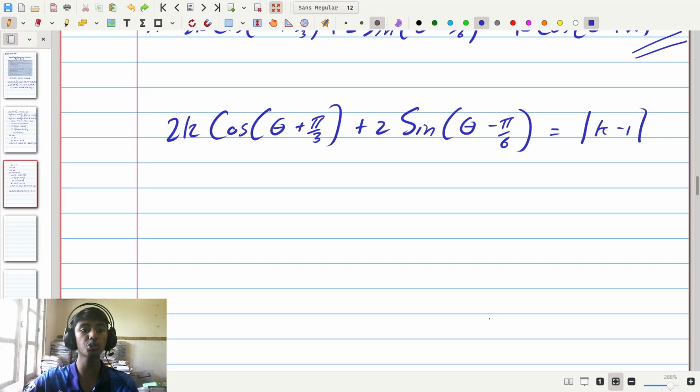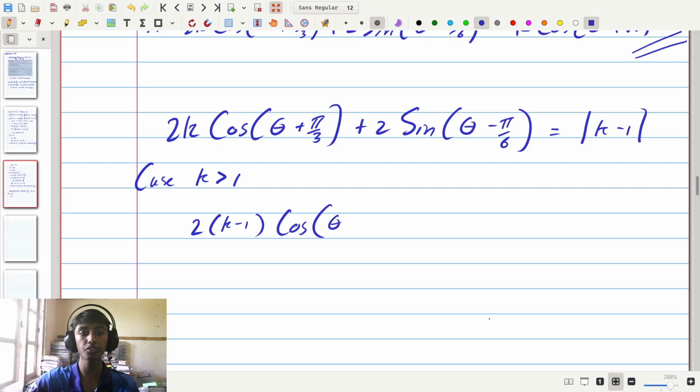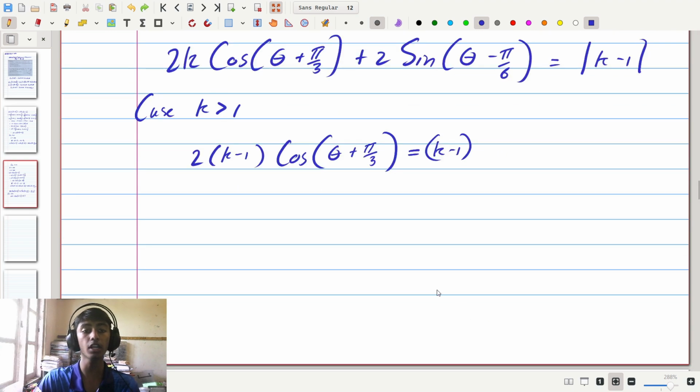And therefore, if we consider two cases, for the first case where k is greater than 1, we can see the left hand side is simplified to, as we found above, 2 times k minus 1 times the cosine of theta plus pi by 3. And on the right hand side, the modulus of k minus 1 will simplify to just k minus 1, since k minus 1 is positive. Now we can see here on the left hand side we have k minus 1, and on the right hand side we have k minus 1. So therefore we can divide both sides by k minus 1 and say that 2 times the cosine of theta plus pi by 3 is equal to 1.